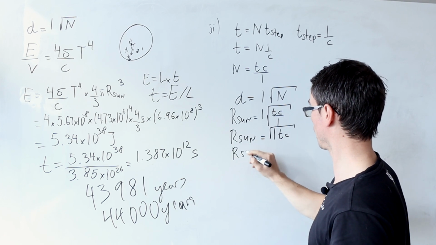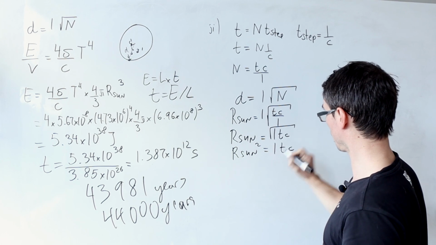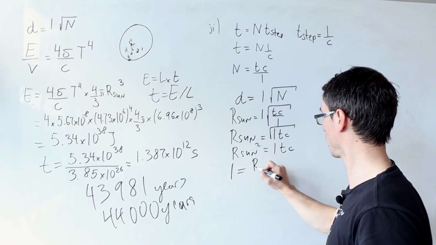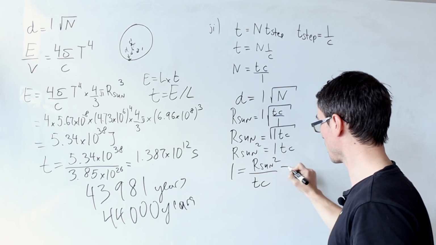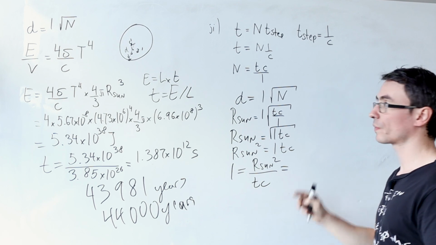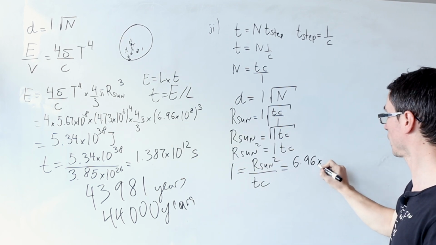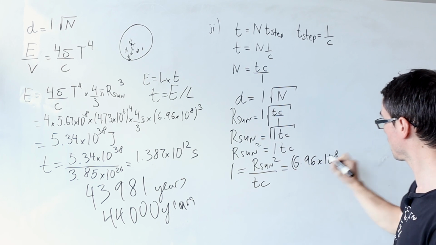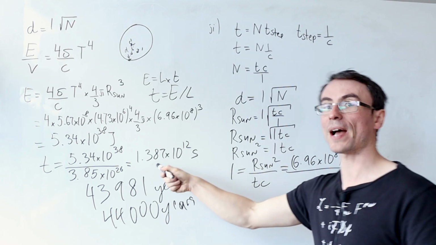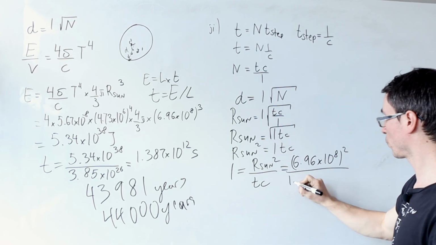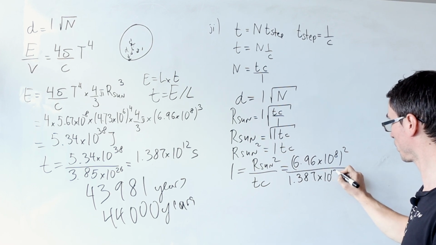So we're going to have R sun squared equal to L TC. In other words, L will be R sun squared divided by TC. We were given the radius of the sun, 6.96 times 10 to the power of 8. Let's square that and divide it by the time that we found here, which was 1.387 times 10 to the power of 12.